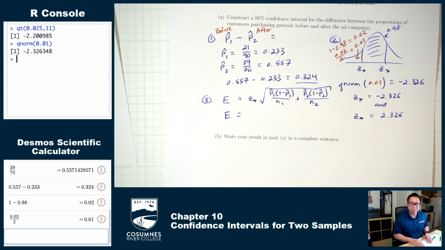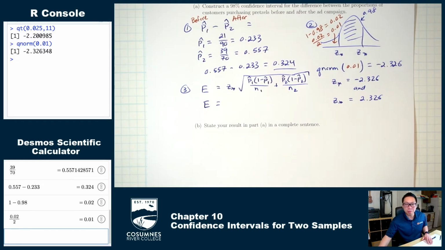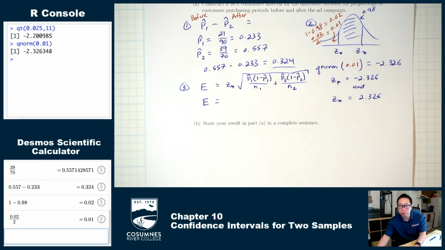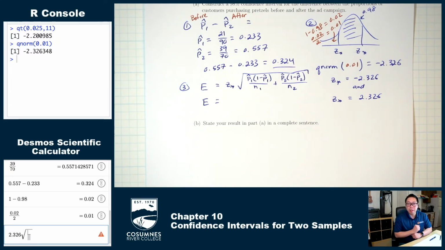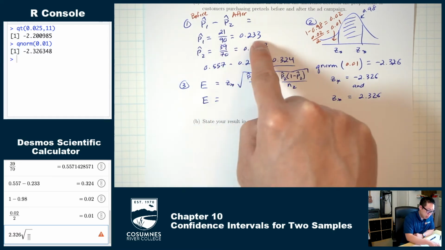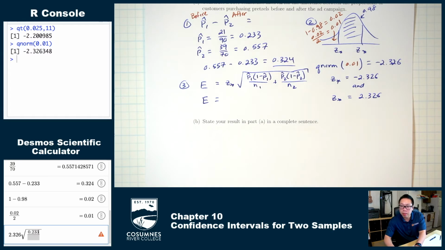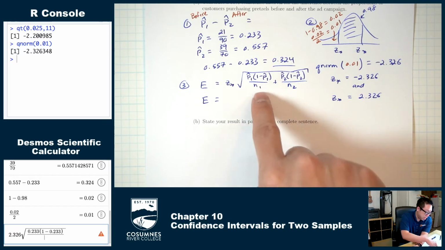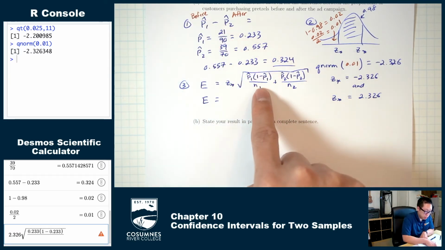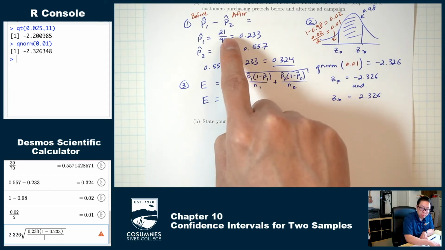All right, so let's enter this into decimals. We first start with Z star. I have two Z stars, but I'm always going to use the positive one, so 2.326, then the square root and a fraction. The first fraction is going to be P1 hat, 1 minus P1 hat over N1. P1 hat is 0.233, parentheses, 1 minus 0.233, over N1, the sample size for my ones. The sample size for before should be the bottom of that first fraction, so 90.